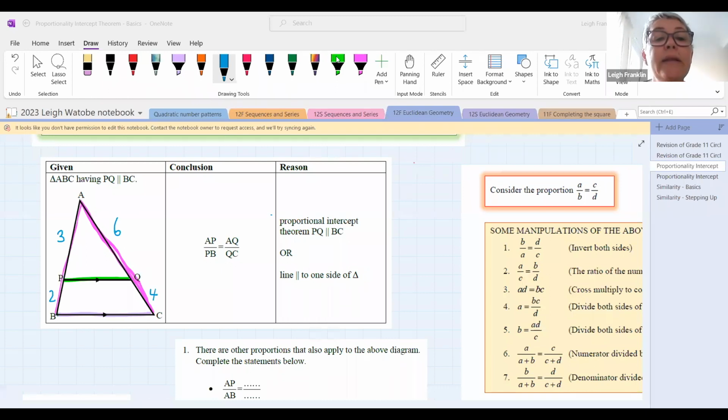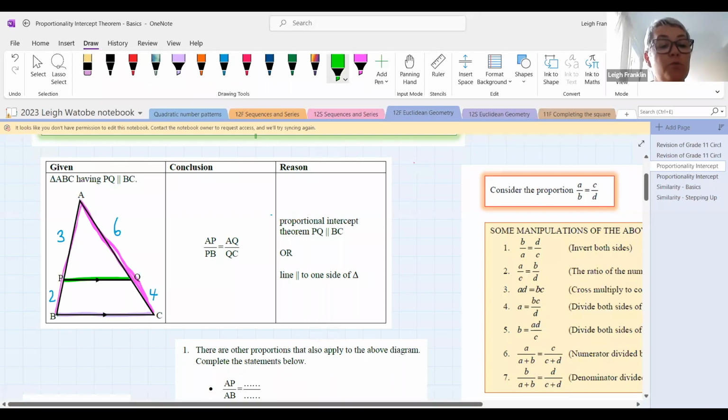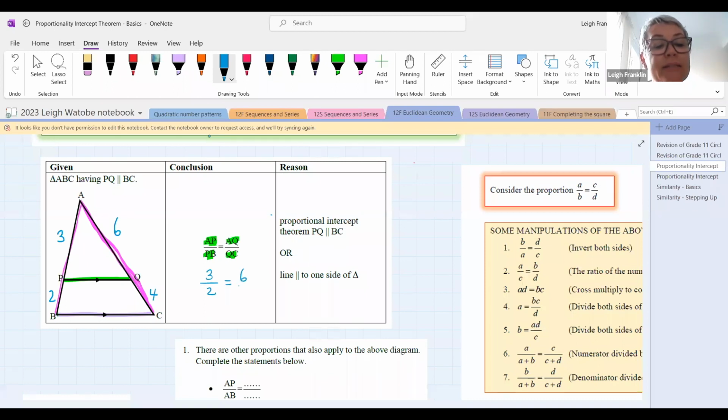Okay, so in its very basic form, this is how we would write it. We would say that side AP, which is this little side over here, over side PB is the same as side AQ over side QC. All right, so if we just think about what that means in numbers, what we're saying is that 3/2 is the same as 6/4. Okay, so in other words, if I simplify my fraction on this side, so if I divide that side by 2 and I divide that side by 2, I'm going to get 3/2. So they're in the same proportions, but they're not necessarily the same length.